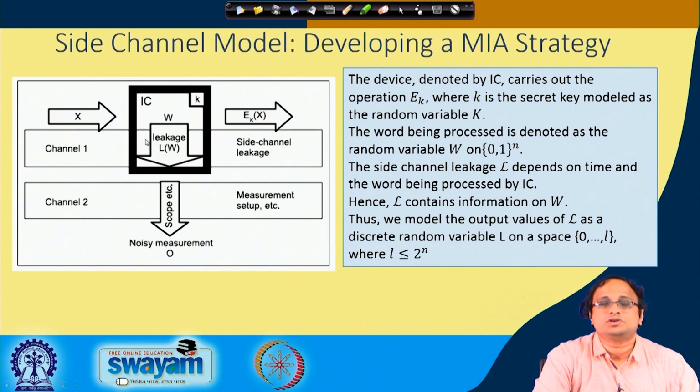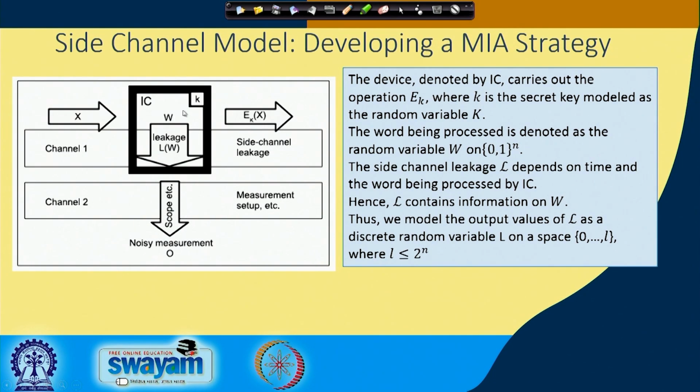This is how we can conceptualize the attack. We have a target chip or target design IC, for example, and in that it is processing some intermediate value, say W, and there are 2 channels here. In one channel, the device processes the secret key, the key is embedded, for example, here as K, and the leakage is a side channel leakage.